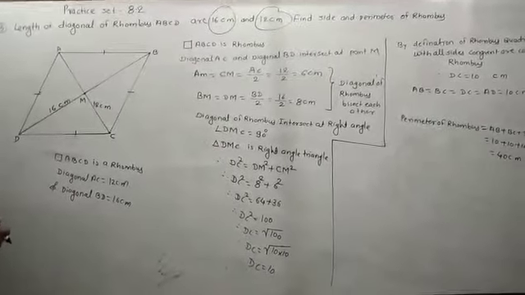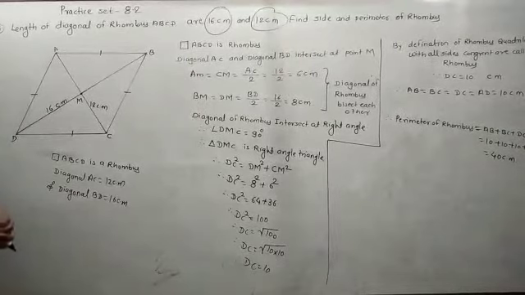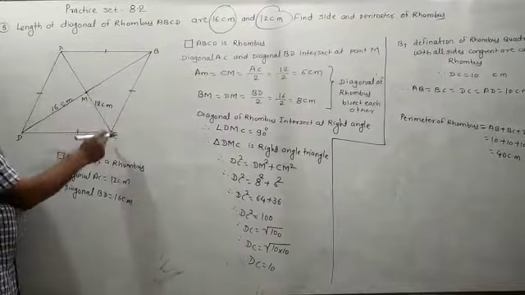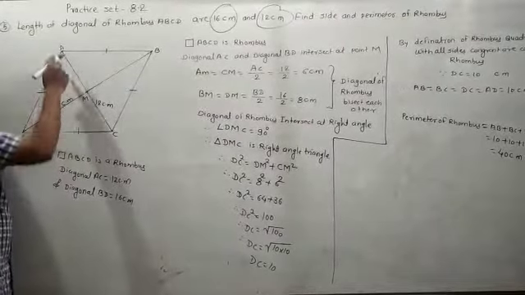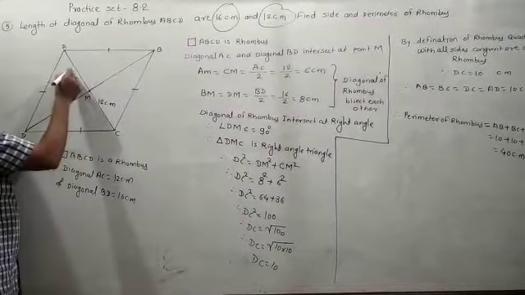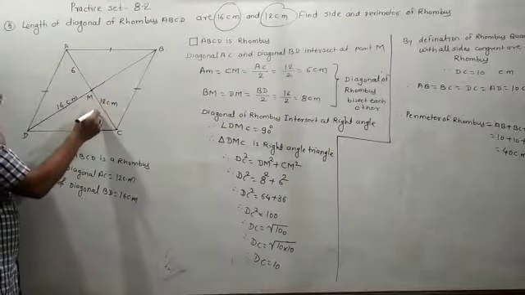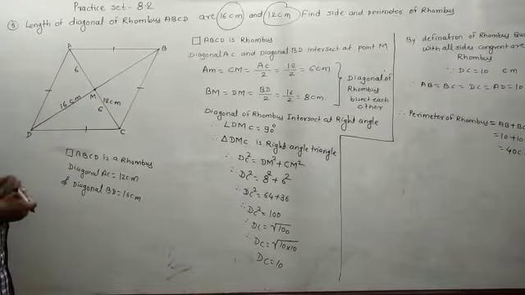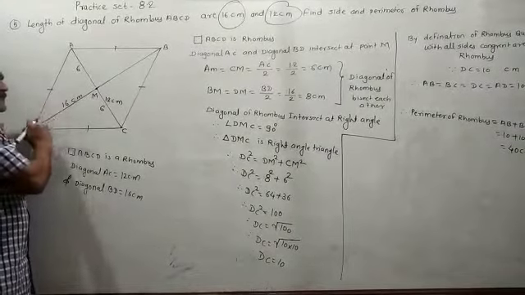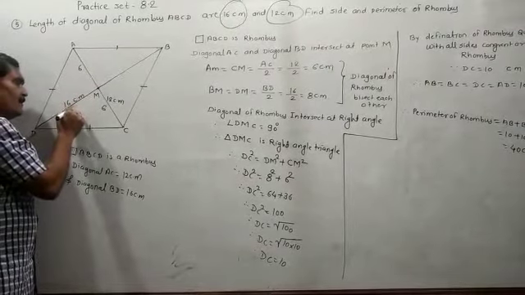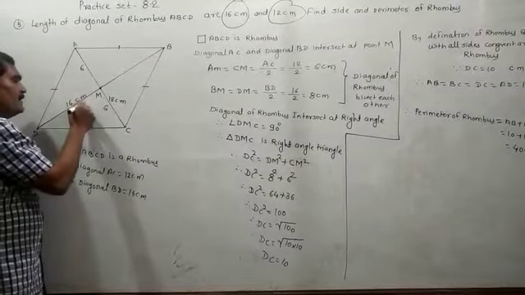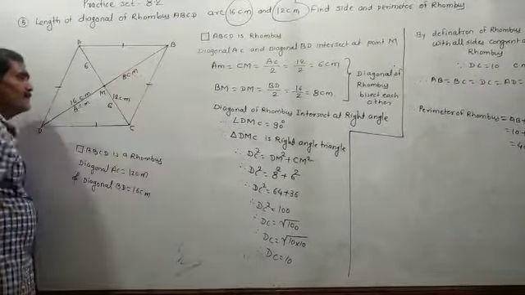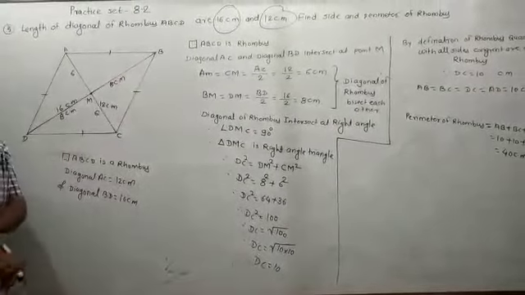At that time, here you have to utilize the properties. First property, diagonals of the rhombus bisect each other. If this AC is 12 centimeter, at that time this AM is 6 centimeter and this CM is 6 centimeter. So you have to say that the diagonals of the rhombus bisect each other. Same property you have to utilize. If this diagonal is 16 centimeter, at that time this DM is 8 centimeter and this BM is also 8 centimeter. Means this is the first property.